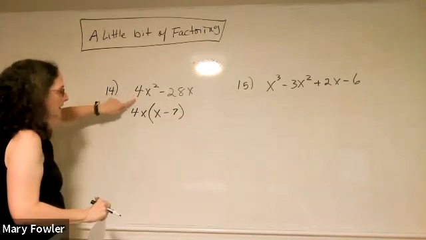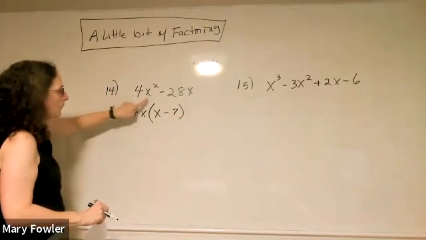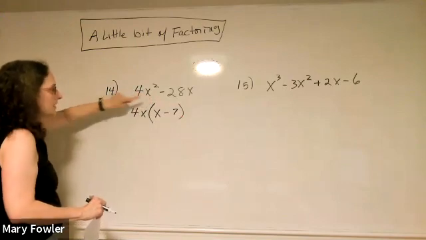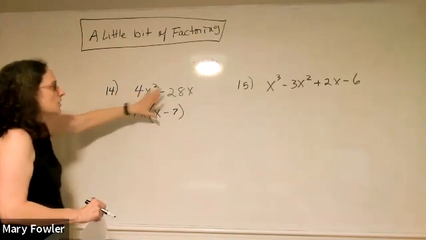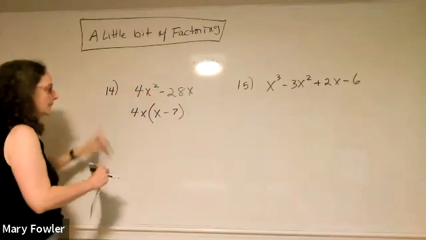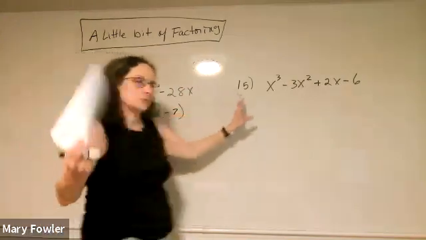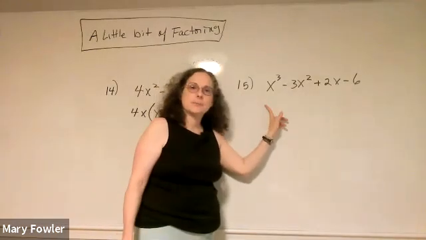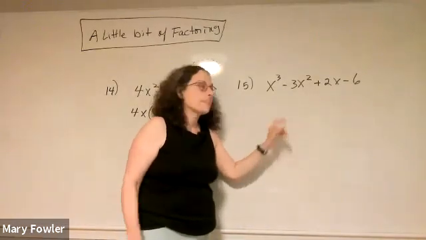I want to find, when I pull out the 4x, what's left? Just the x. When I pull out the 4x, what's left? Minus 7. Okay. That's greatest common factor.